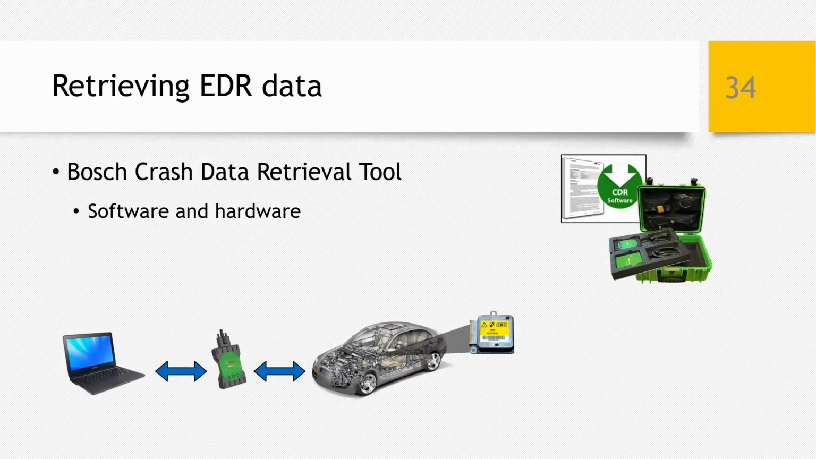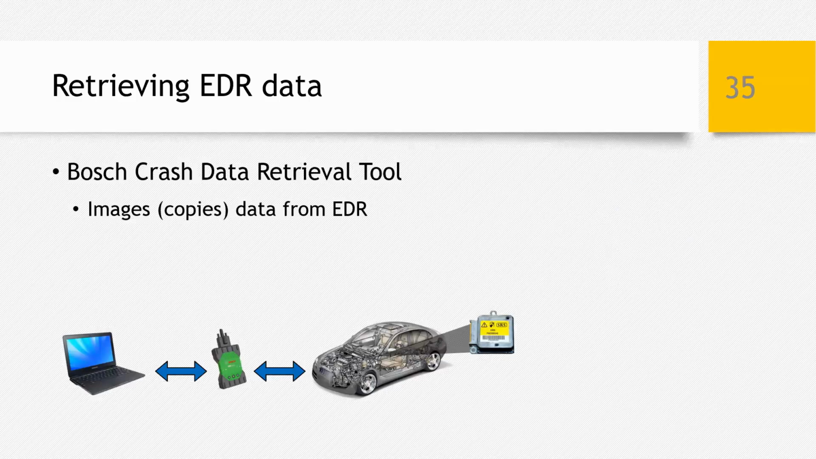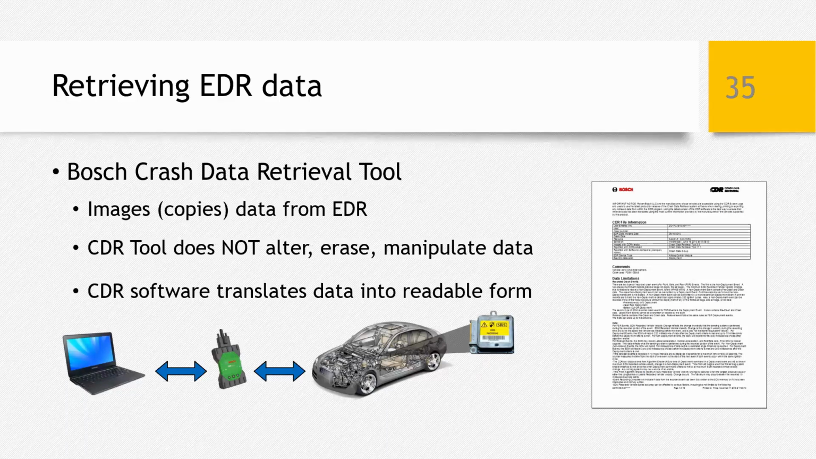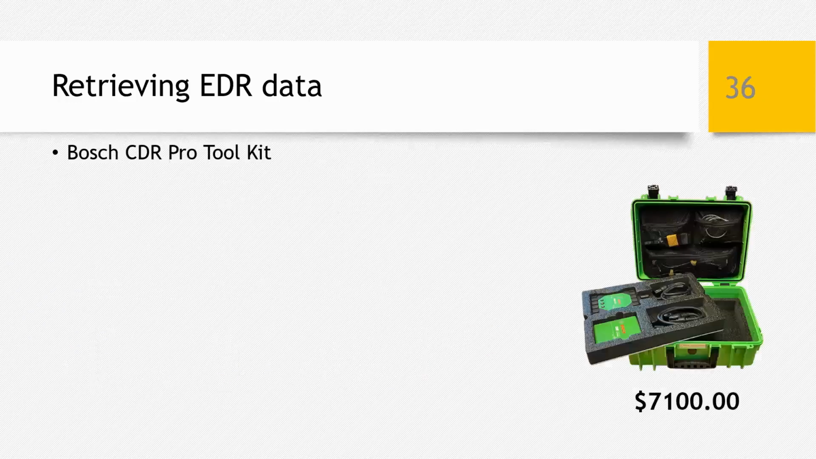The Bosch tool consists of both software and hardware components to access and download the data contained in event data recorders. It should be noted that the Bosch CDR tool, as well as the others we're going to be talking about, images or copies the data contained in an EDR. It does not alter, erase, or manipulate the data. They're designed that way. You can't change the data. You can't erase it. You can't manipulate it. You can't move it around or do anything to change it. It simply images or copies the data. Once the data is imaged, the software component of the tools translates the data into a human readable form known as the CDR report with the Bosch tool.